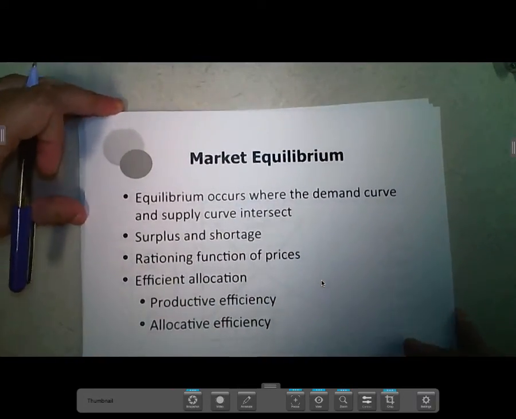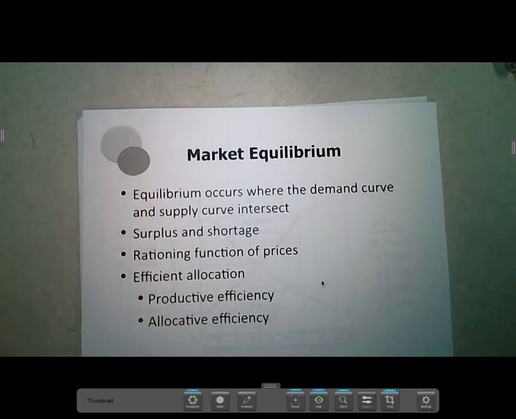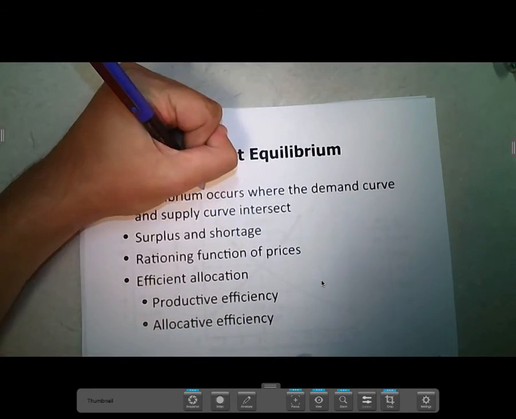Now, the cool part is that we have to bring all of these things together. And that's where we're going to get an equilibrium.